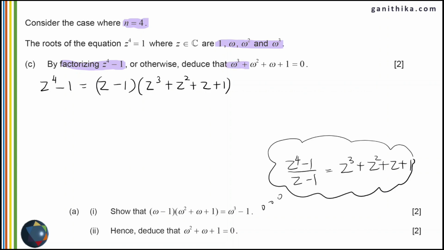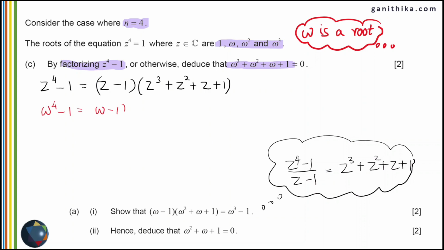Once you are done with this, you know that you have to represent your results in terms of omega, but you have it in terms of z. So what is the connection between z and omega? Omega is a root of z power 4 minus 1. Therefore, z can be substituted as omega here. So instead of z, I can write everything in terms of omega. So omega power 4 minus 1 can be written as omega minus 1 times the cubic polynomial in omega.